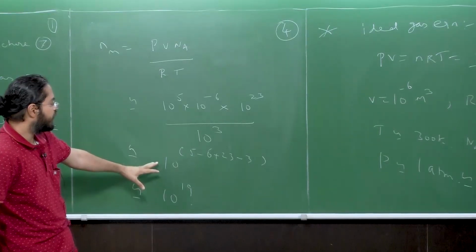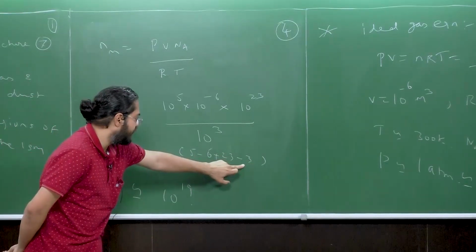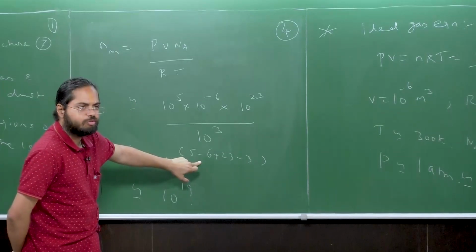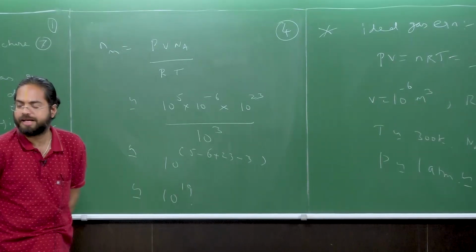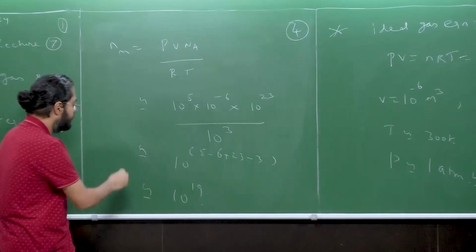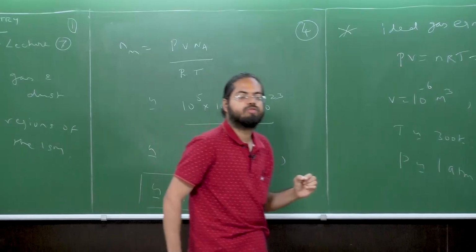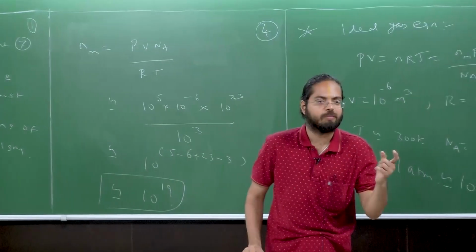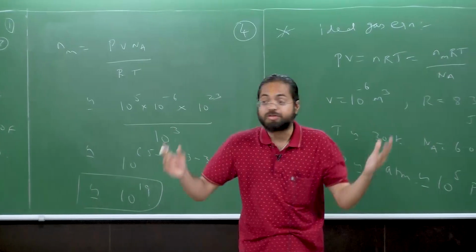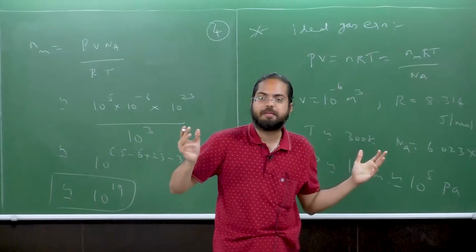So it's of the order of 10 to the power 19. 23 minus 3 is 20, 20 minus 6 is 14, and 14 plus 5 is 19. Clear? So the number of molecules in 1 centimeter cube of space right next to you is approximately 10 to the power 19 or 10 to the power 20.